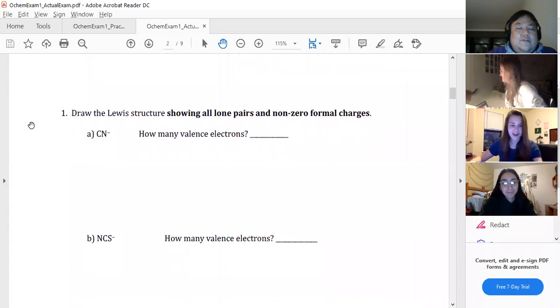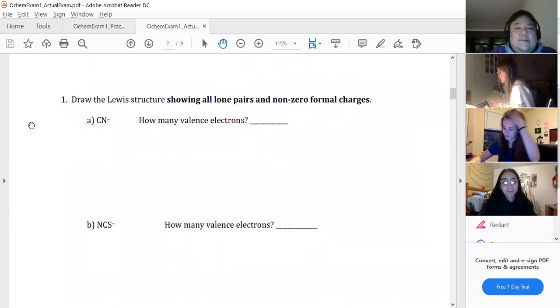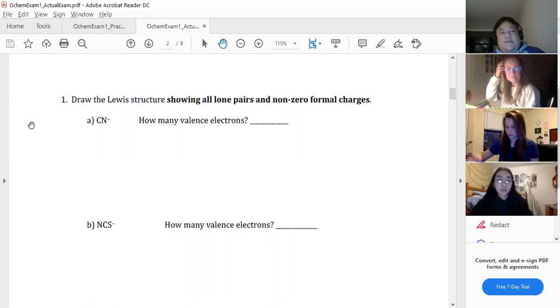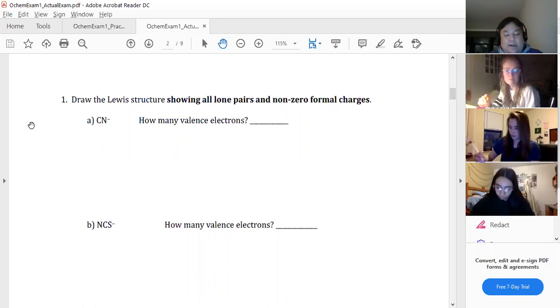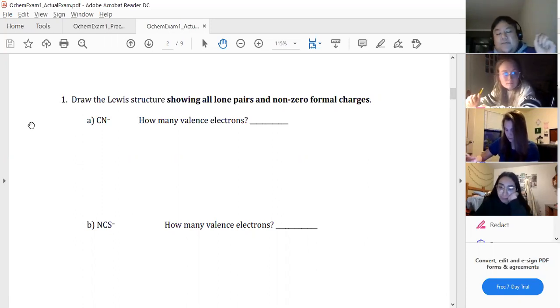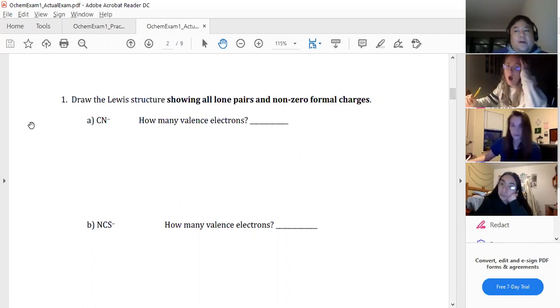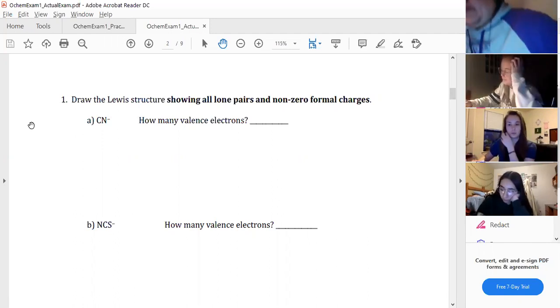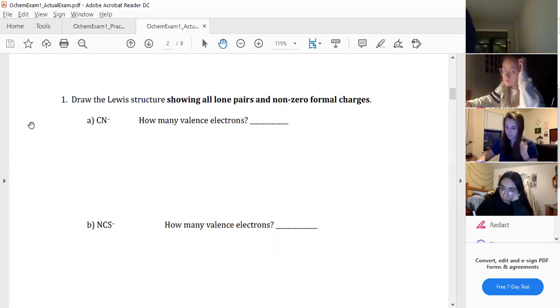Okay, draw the Lewis structure showing all lone pairs and non-zero formal charges. So go ahead and do that for the cyanide group, CN minus. As you're doing that, I'm going to pour myself a drink of water. But remember, when you're doing your molecules, you want to make sure that the charges of all the atoms add up to the total charge. We've been through Lewis diagrams before. I'll be back while you guys are working on that. Actually, do A and B, and we'll talk through A and B.